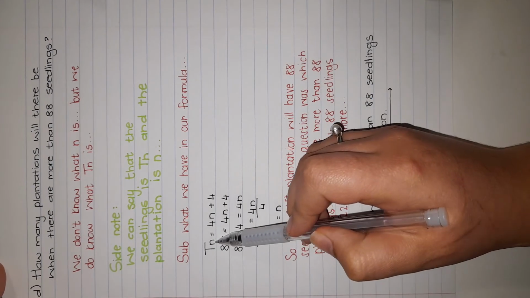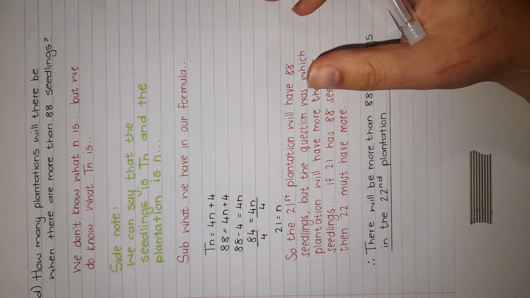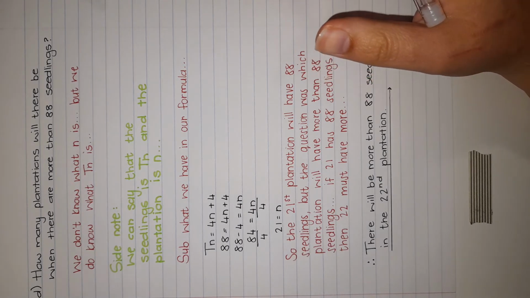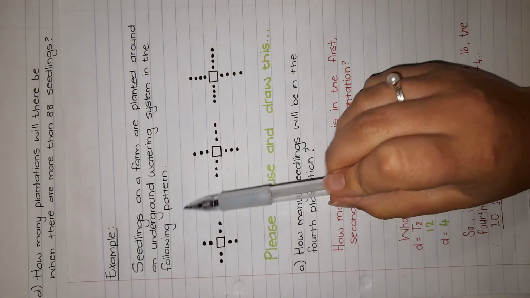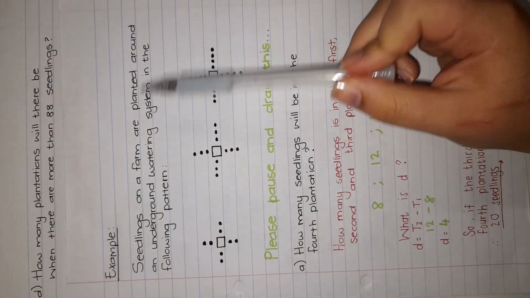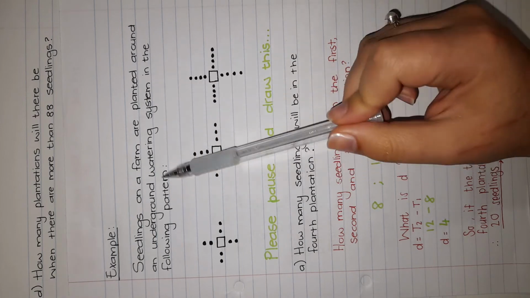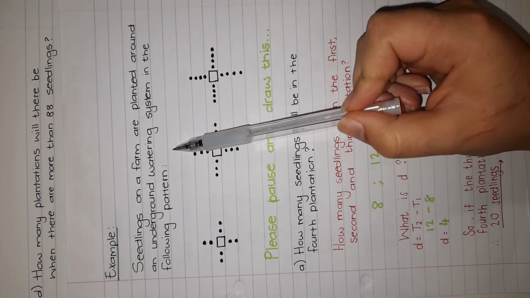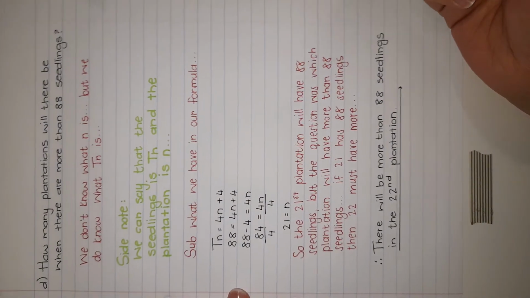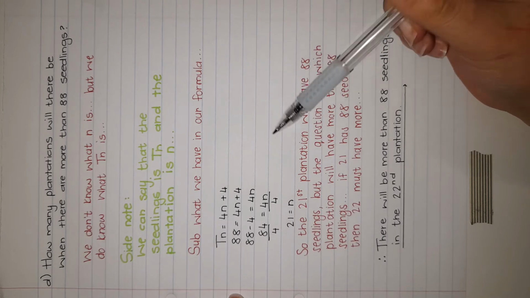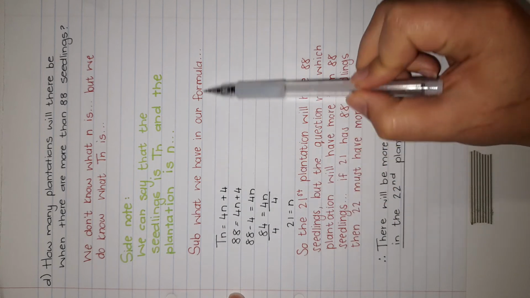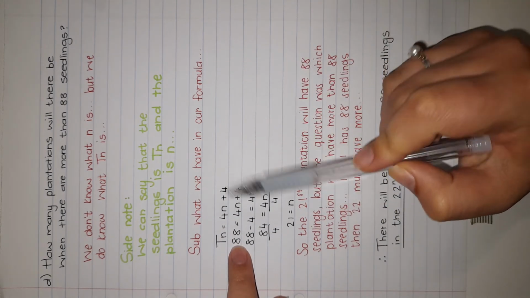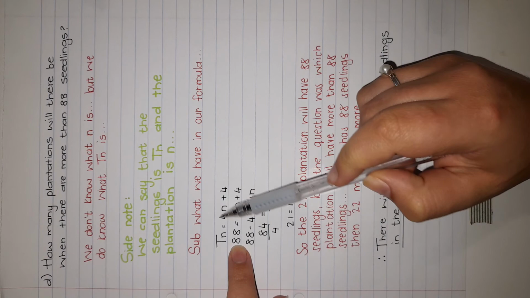Throughout this question, usually you will have one big question, like we had here, if I can find that paper. So this was our initial question: seedlings on a farm are planted around an underground watering system in the following pattern. And then you have sub-questions A, B, C, and D. So this whole time, you work on the formula that you got, your general term. Now we substitute what we have into our formula. Again, we found our C, we have our D, we continue.